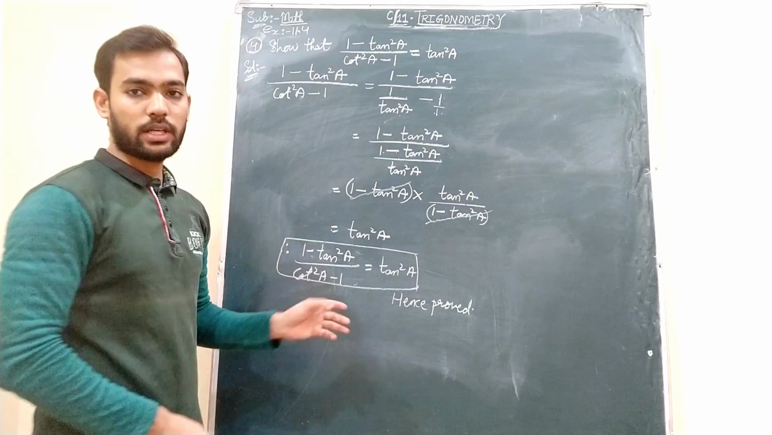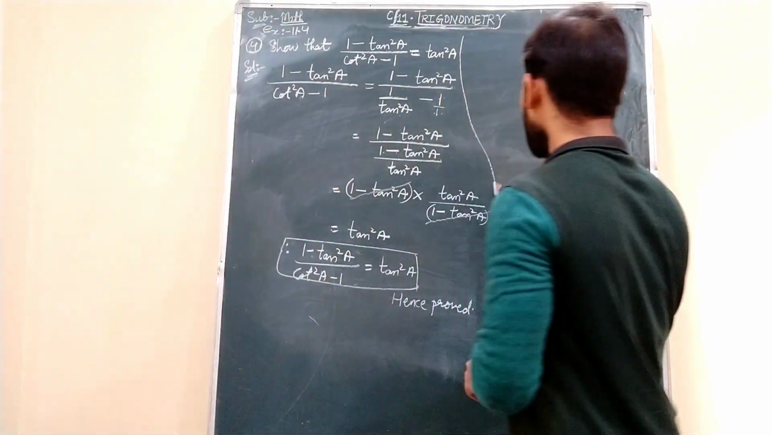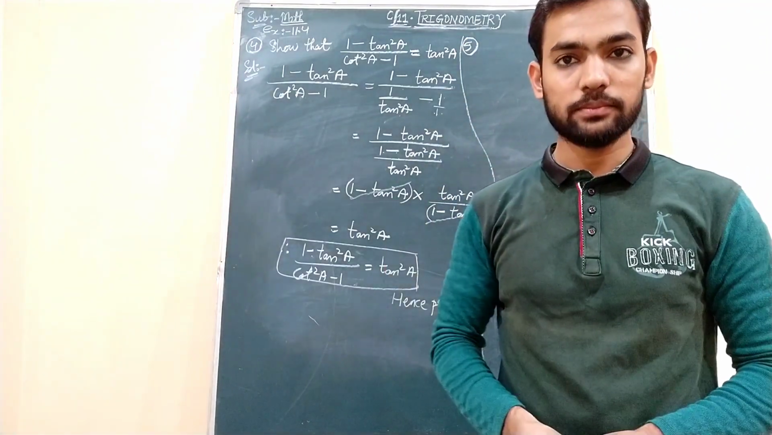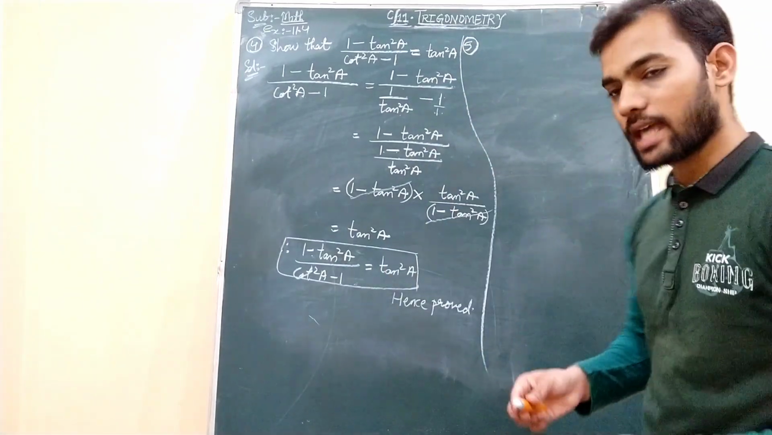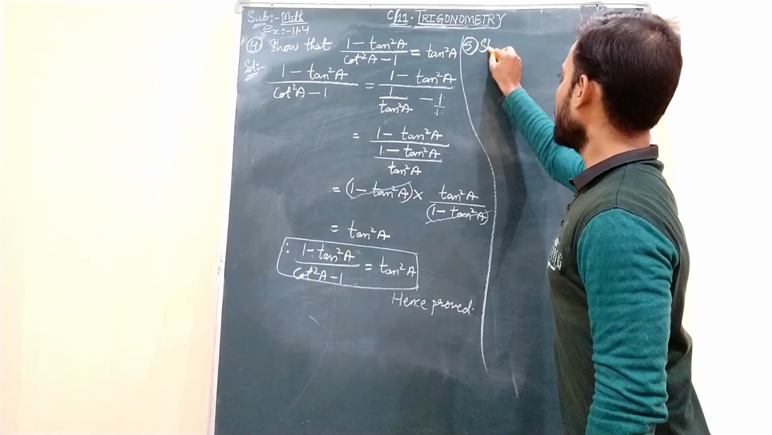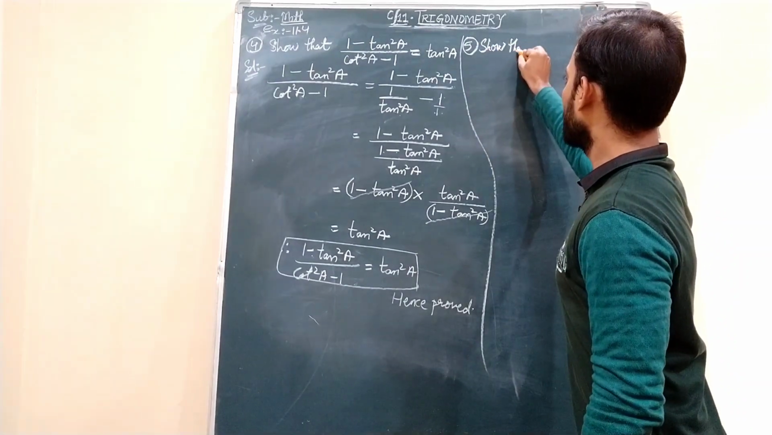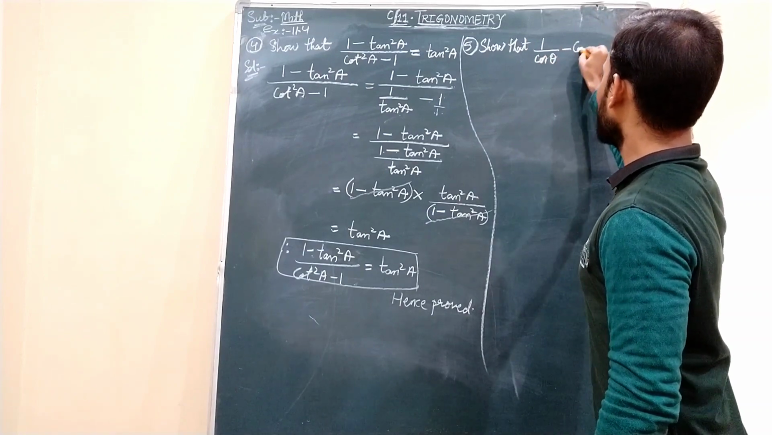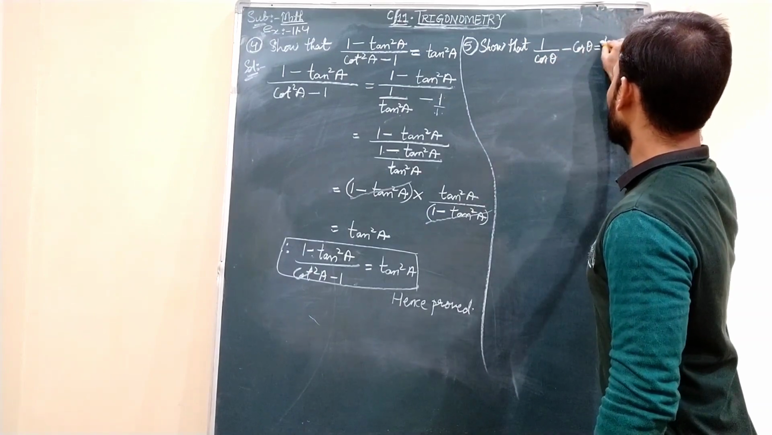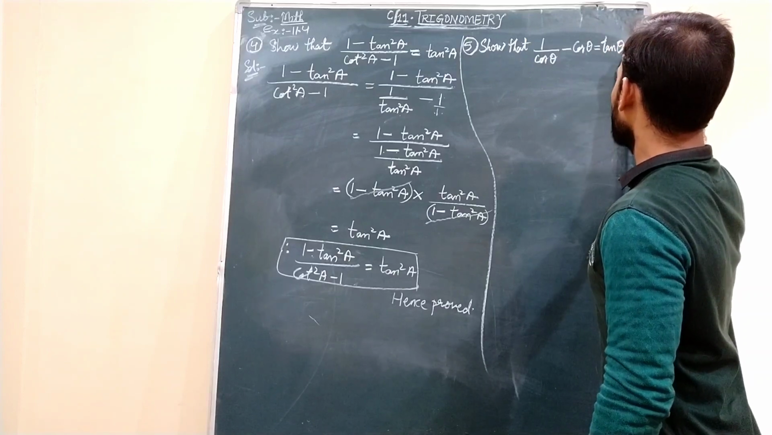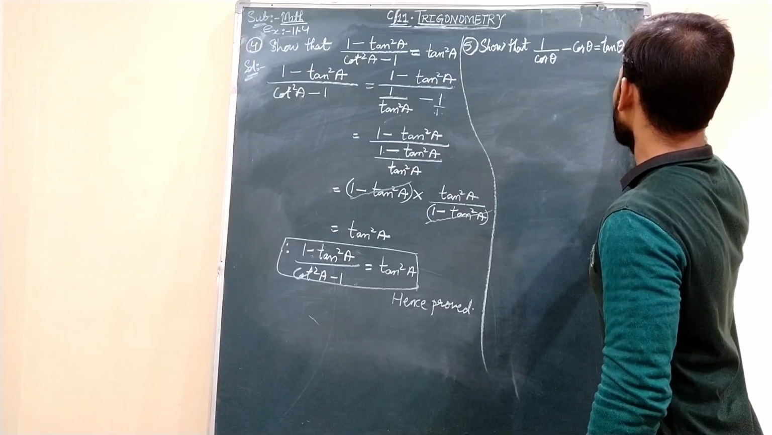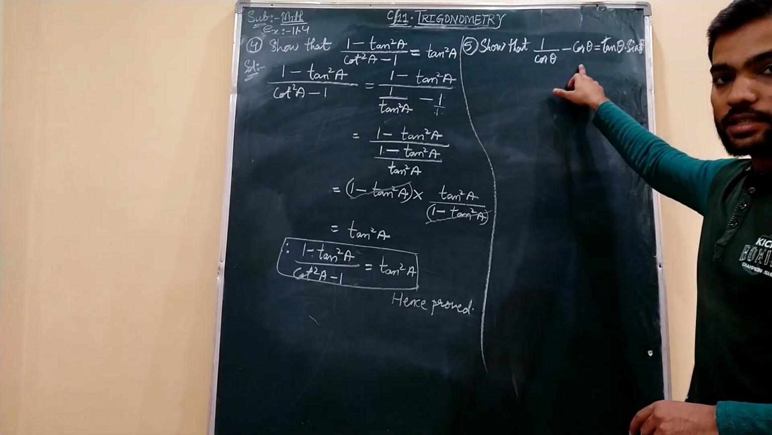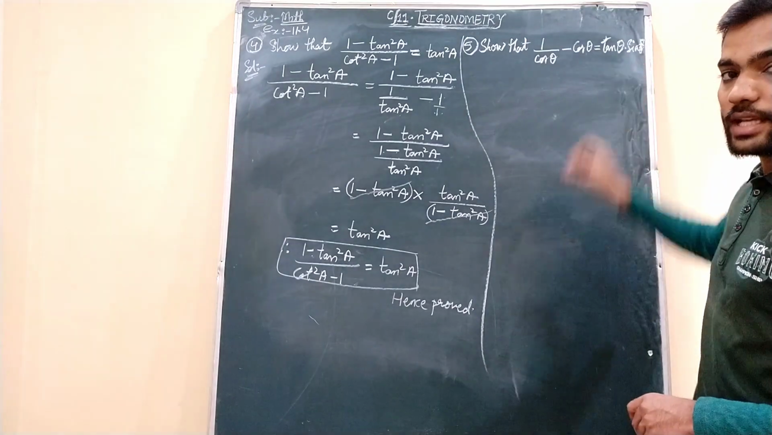Okay students, very easy. So here only we will continue with question number 5 also. Okay. Question number 5 says that show that 1 by cos theta minus cos theta equals tan theta into sin theta. Okay students, this is the question. 1 by cos theta minus cos theta equals tan theta into sin theta.